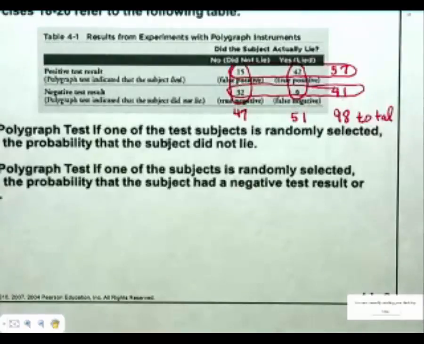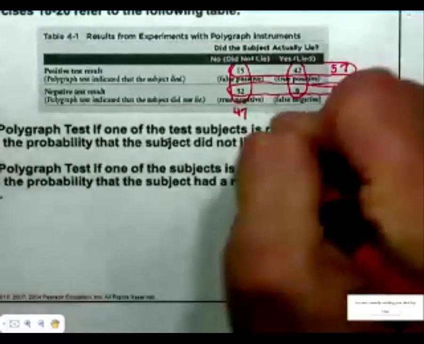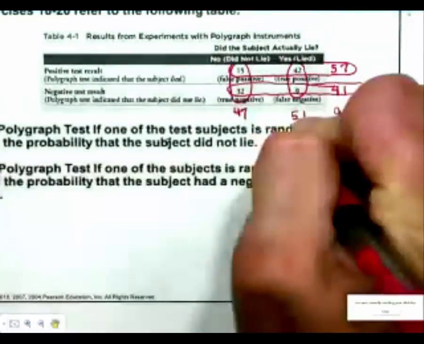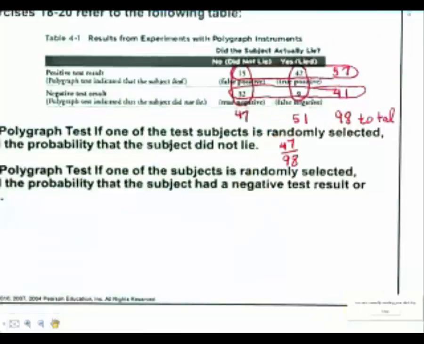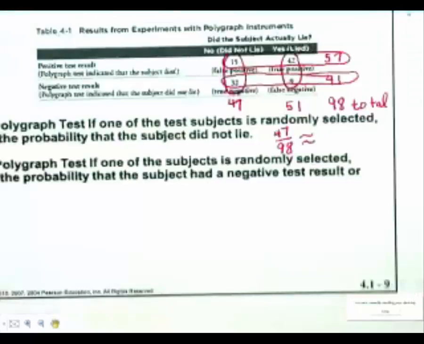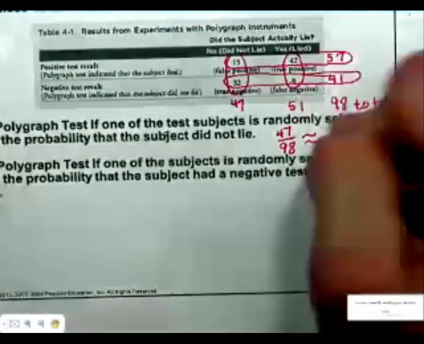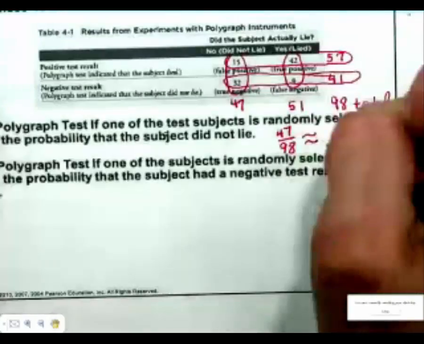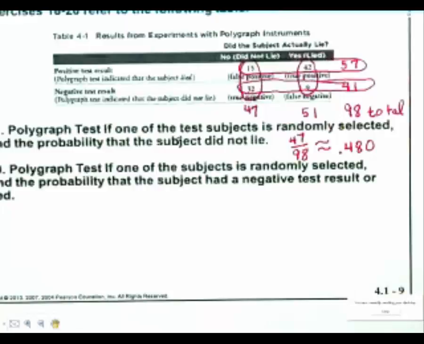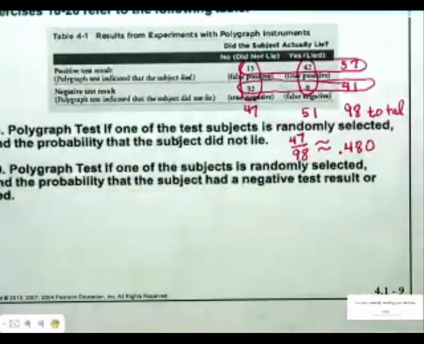So how do you find the probability that a subject did not lie? 47 over 98. And if you write that as a decimal to 3 decimal places, somebody punch that for me real quick. 0.480. Anybody second that? All right. About half the subjects were not lying. So the probability that you randomly draw out a subject who wasn't lying is almost a half. It's 0.48.